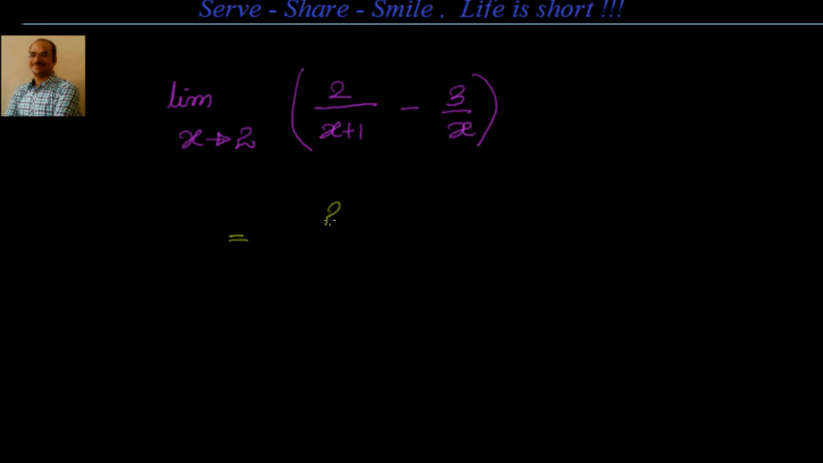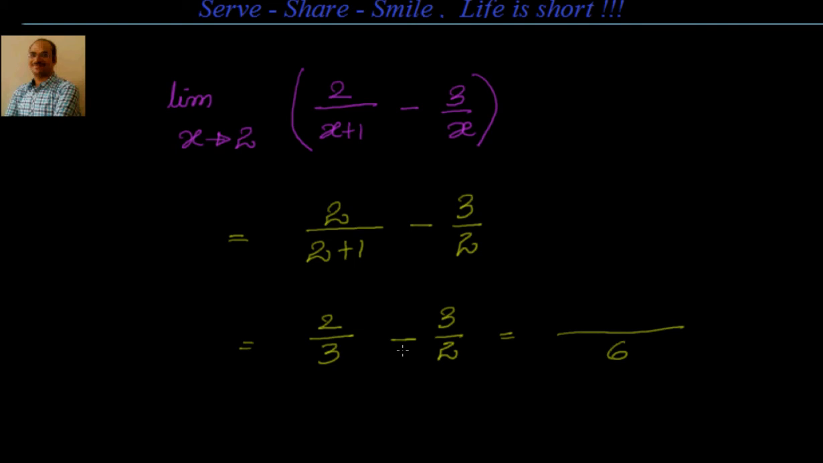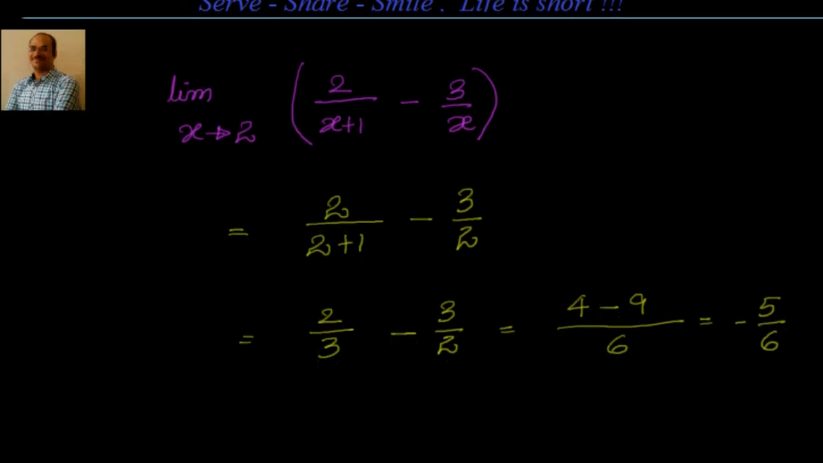So that's nothing but equal to 2 by x value is 2. So I will say 2 by 2 plus 1 minus 3 by 2. So this is nothing but equal to 2 by 3 minus 3 by 2, which is nothing but equal to 2 2s are 4 minus 3 3s are 9. That's nothing but equal to negative 5 by 6. So direct substitution is very easy as long as you are not getting into indeterminate form. If you are going in there, then we have to look into other options. Otherwise, we can directly substitute the value.